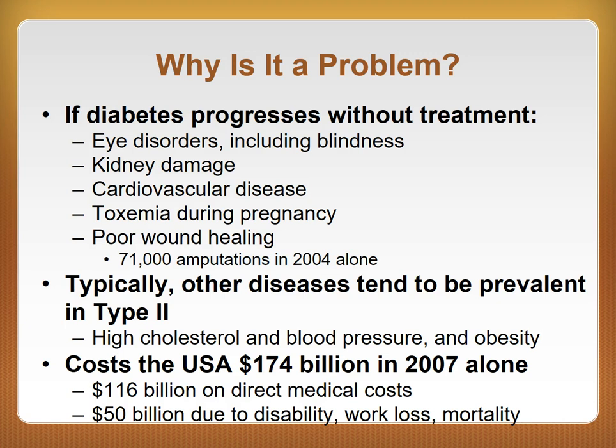The economic burden of diabetes in the U.S. is great: $174 billion in 2007 alone, $116 billion on direct medical cost, and another $58 billion due to disability, work loss, and mortality. If ancillary costs associated with undiagnosed diabetes, prediabetes, and gestational diabetes are added, the total cost of diabetes in the U.S. in 2007 was approximately $218 billion annually.